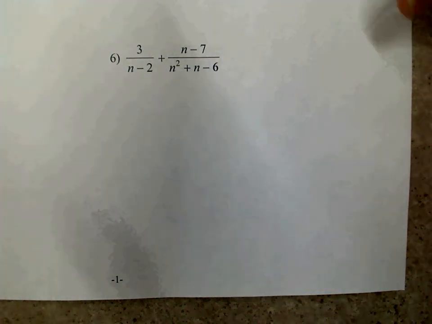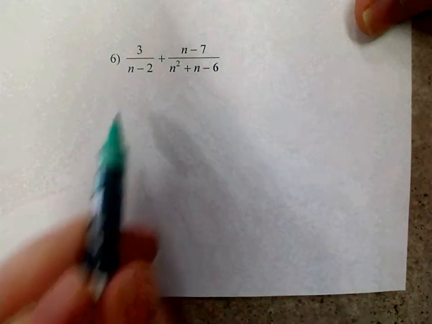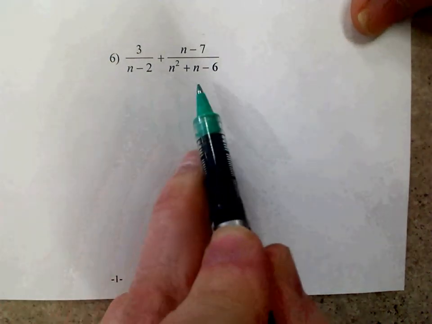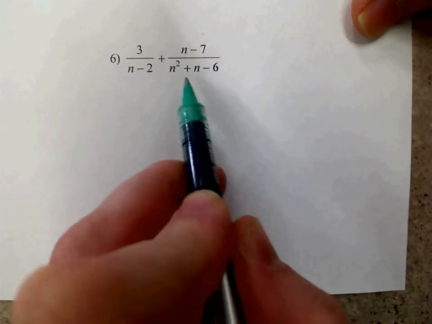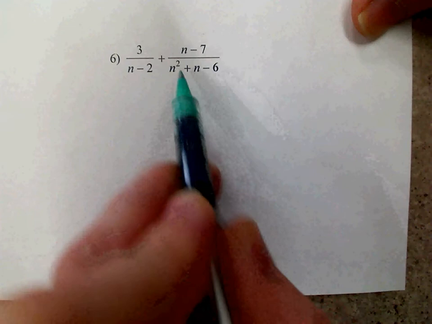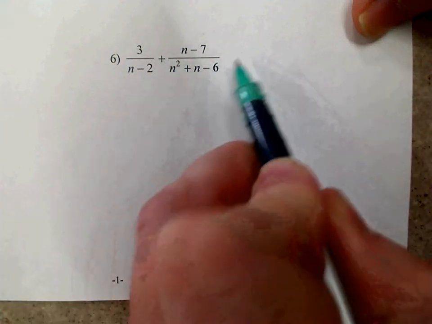All right, so looking at number 6 here, when we add these two fractions together, we have to remember that the whole goal is to get the denominators the same first. Now, my left denominator is just n minus 2, but my right denominator is a quadratic that can be factored. So before I do anything, I want to go ahead and try to factor that quadratic on the right side.